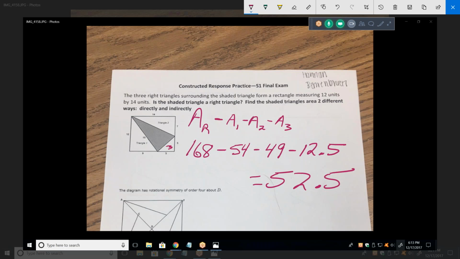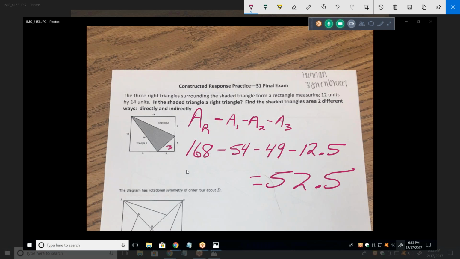Okay, now, I'm not sure. I guess that's the indirect method. The direct method would be finding a base and a height for that gray triangle. Well, I can use this as a base. I can figure out this measurement here based on triangle number 3.